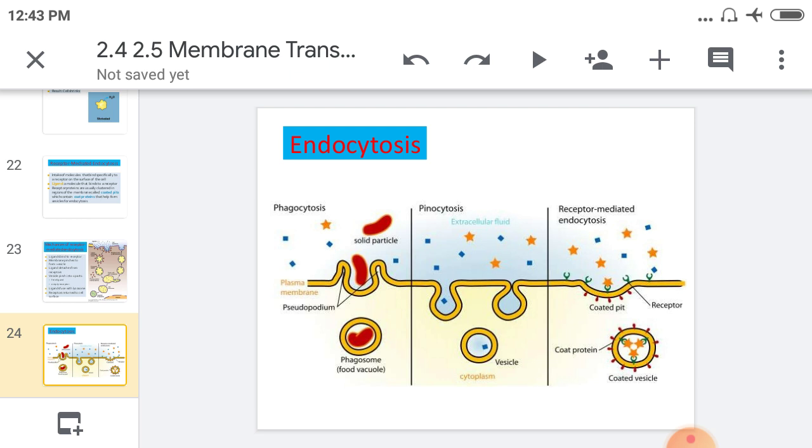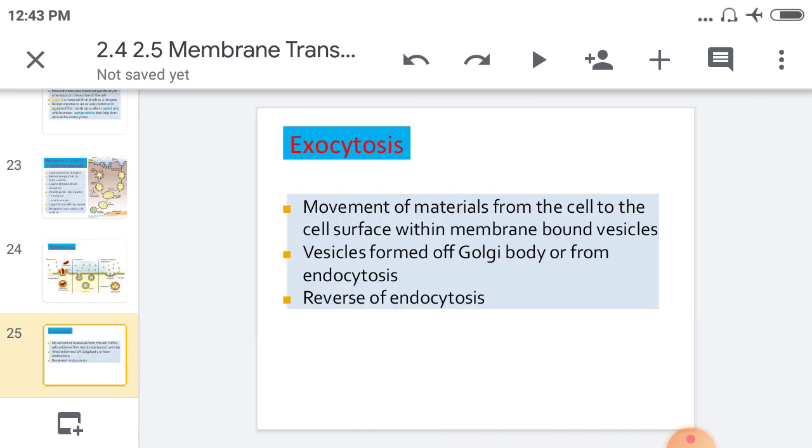The same process occurs in pinocytosis, only the material is different; the material is in the form of fluid or liquid. Then exocytosis: movement of material from the cell to the cell surface within a membrane bound vesicle. The vesicle forms from the Golgi body or from endocytosis.